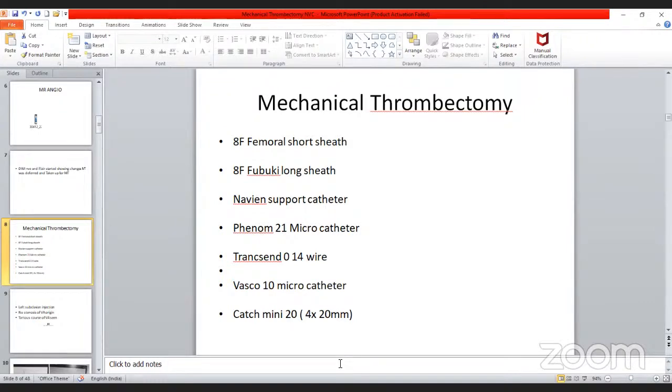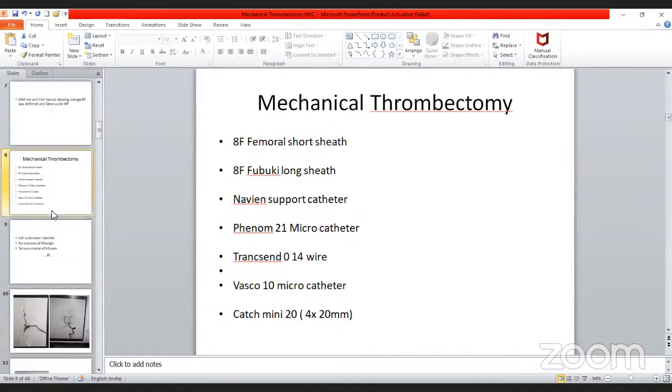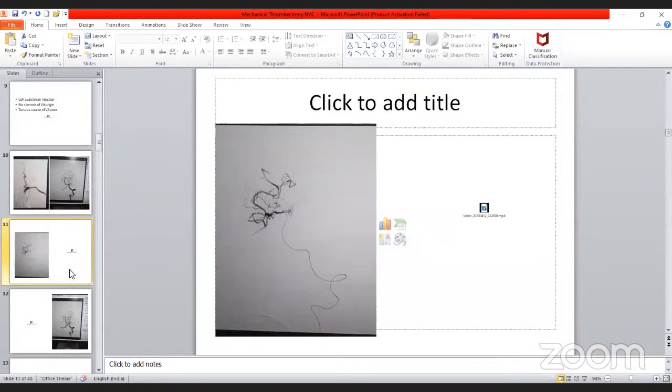But in this case, initially, you can see that there was a 21 microcatheter which was used, which was not going through that tight stenosis which we had. So we had to change over to a 10 microcatheter system through which a smaller stent retriever was used. In all other cases, you could probably use any 21 microcatheter system and a 4 mm stent retriever to retrieve the clot. You can see that there is quite a tight stenosis there with the angulation as well. So the 21 catheter did not pass through this. We had to change over to a 10 microcatheter system. Then it went past that stenosis, through which you could deploy a Catch Mini stent here.